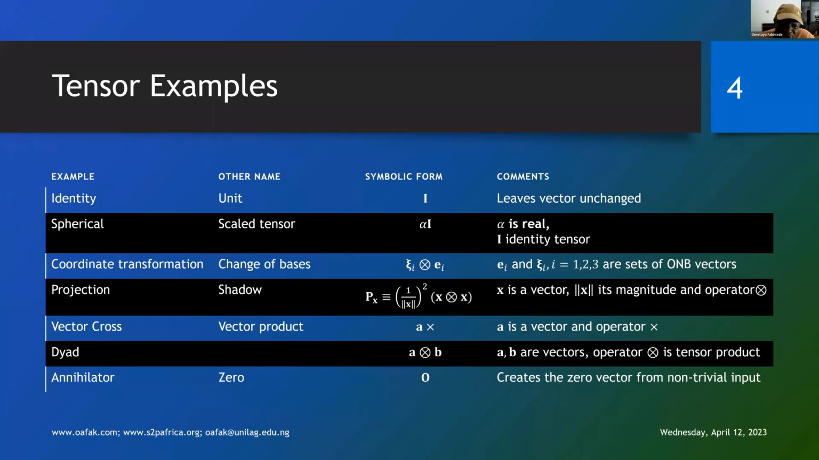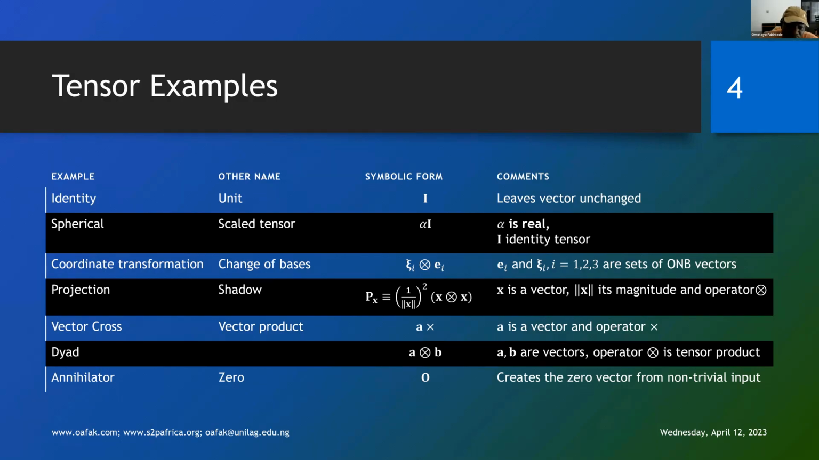The annihilator tensor is the zero tensor, because if you operate it on any vector, it will give you the zero vector, and it is a tensor in its own right. There are many others, but you can see that in each case, we're able to show that the definition works. That is, it will transform a vector to a vector and do the transformation linearly.